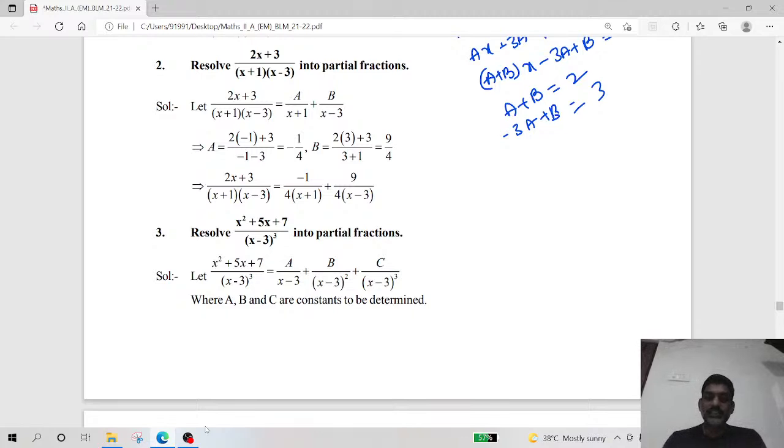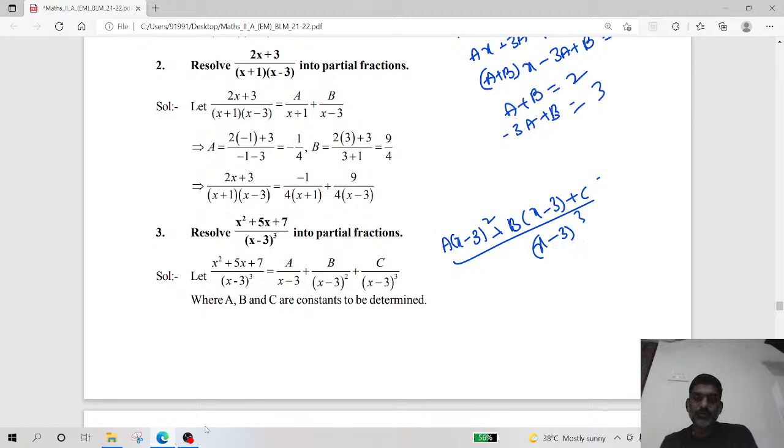Again we can take the LCM in the same way. What we are getting here: a times x minus 3 whole square plus b times x minus 3 plus c, divided by x minus 3 whole cube. On both sides, x minus 3 whole cube gets cancelled. This is equal to x square plus 5x plus 7.